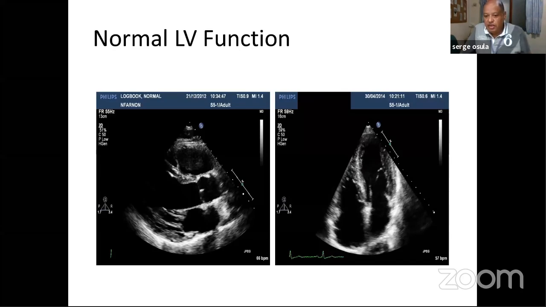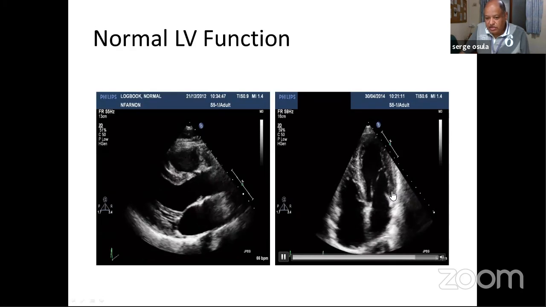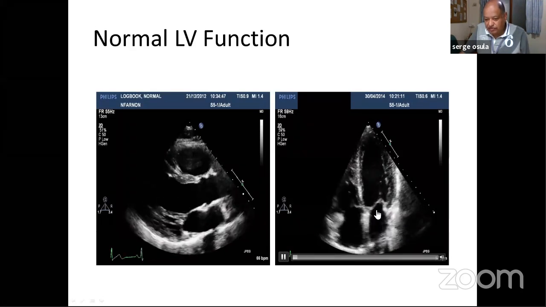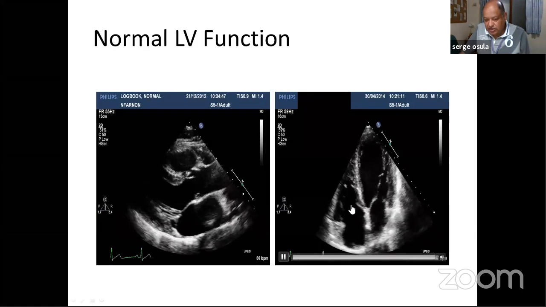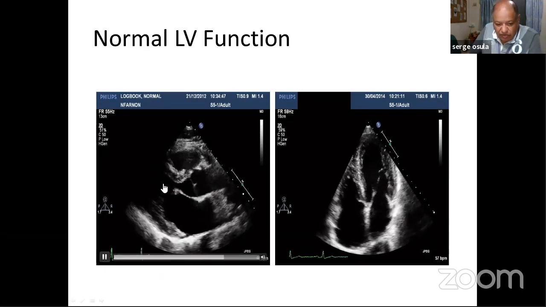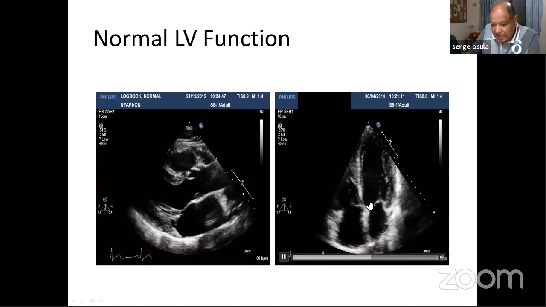Okay. So this is the left side of the heart. That's your left ventricle, and this here is a mitral valve. This is the right side of the heart, and this here is your tricuspid valve. This is another view where we see the mitral valve here, and that's the aortic valve. So you can see there are leaflets.